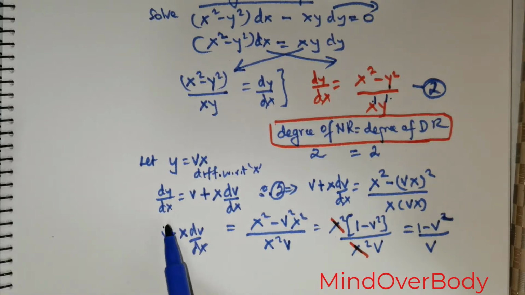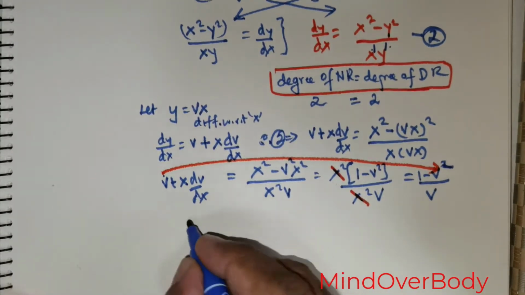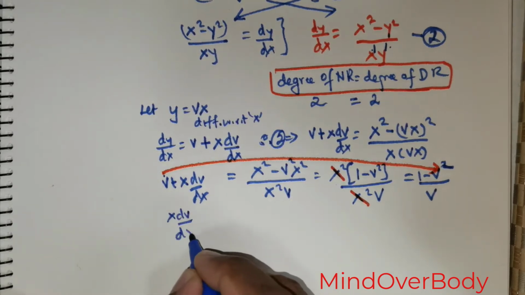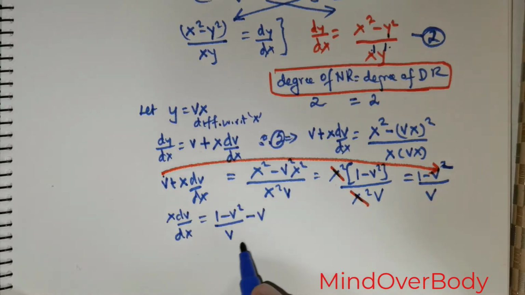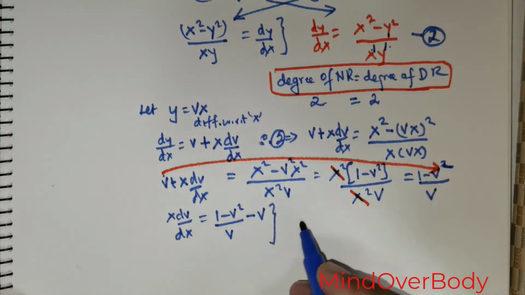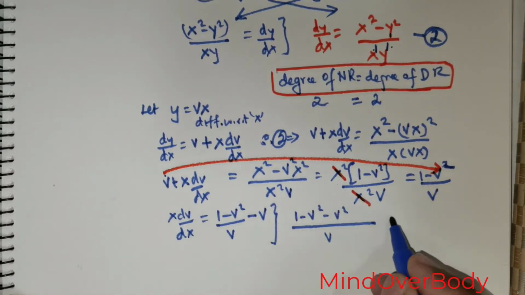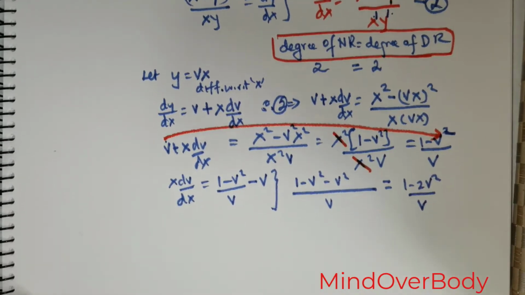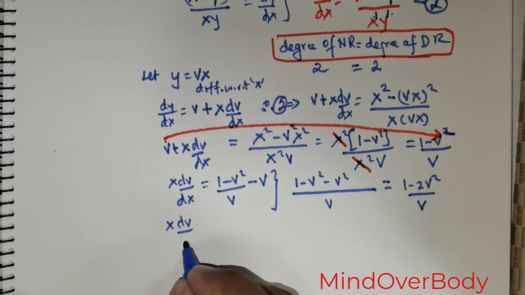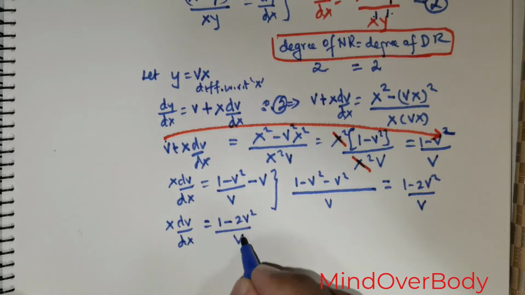Now I would like to move this v to the other side. This would give me x times dv over dx is equal to (1 − v²) divided by v minus v. I can take the LCM as v. This will give me 1 − v² − v², which is going to be 1 − 2v² divided by v. So what I've got is x times dv over dx is equal to (1 − 2v²) over v.